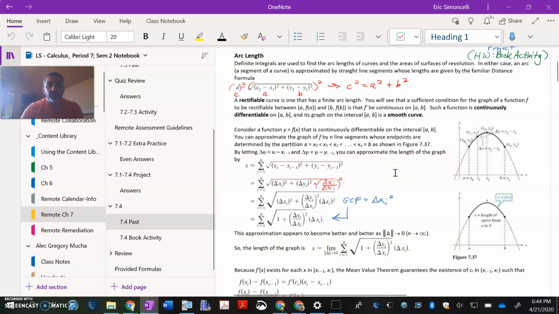Consider a function, y equals f of x, that is continuously differentiable on the interval from a to b. You can approximate the graph of f by n line segments whose endpoints are determined by the partition a equals x sub 0 less than x sub 1, and so on, all the way to x sub n equals b, as you see in figure 7.37. So in this first depiction, if we take a look at (x sub 0, y sub 0), so that's your a equals x sub 0, all the way to b, which is x sub n, or (x sub n, y sub n) as an ordered pair.